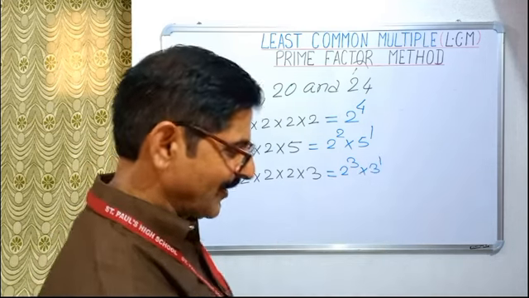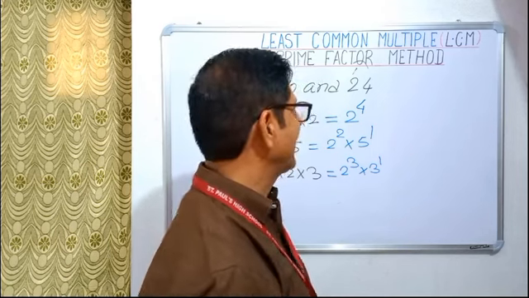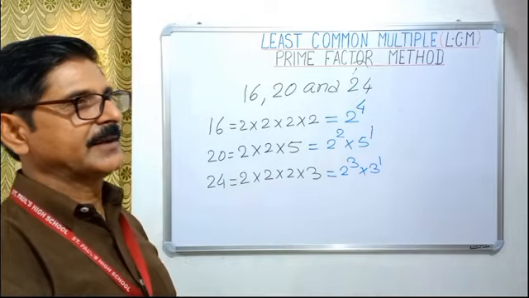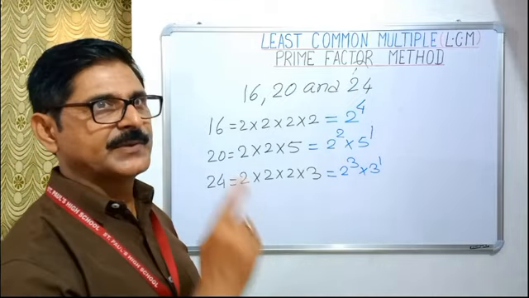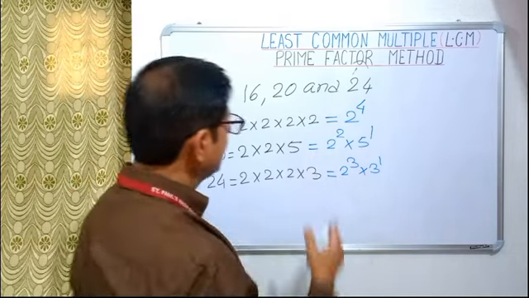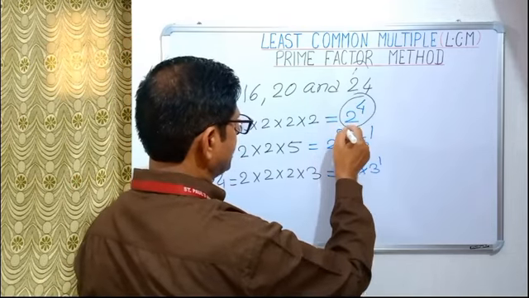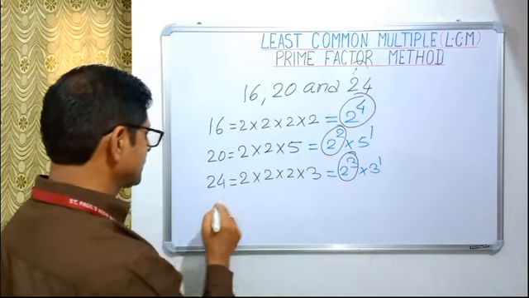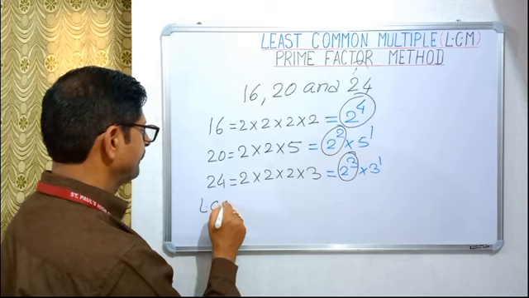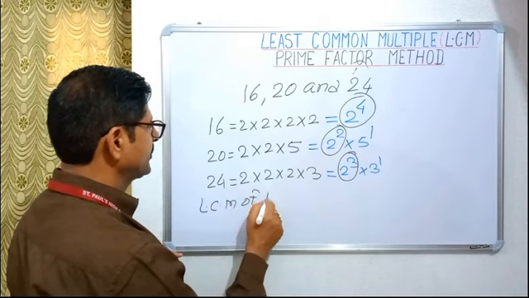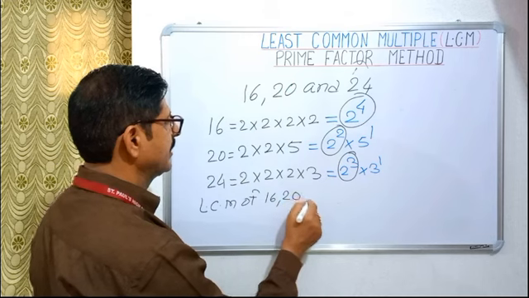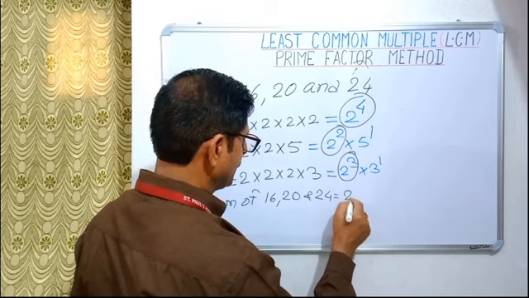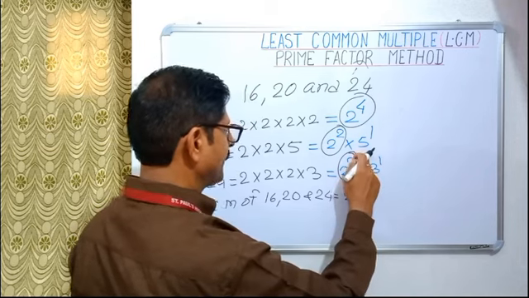And as we have already discussed, the LCM of the given numbers is the product of all the factors with the maximum number of times appearing as the factors. Here 2 is 4 times, here it is 2 times, and here it is 3 times. So we will take 4 times. LCM of 16, 20 and 24 is equal to 2 four times into 5.